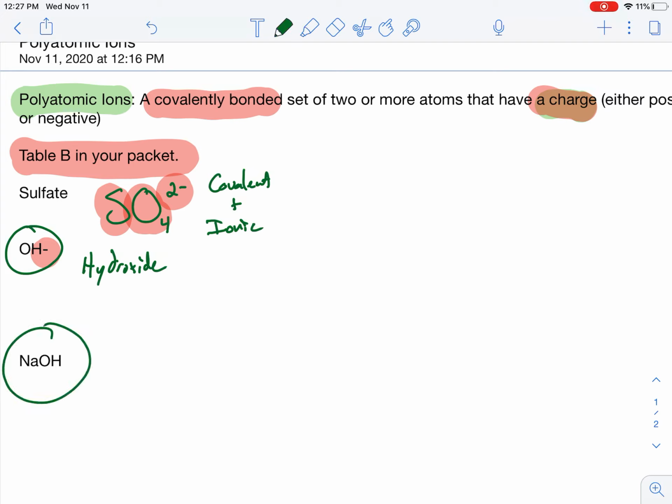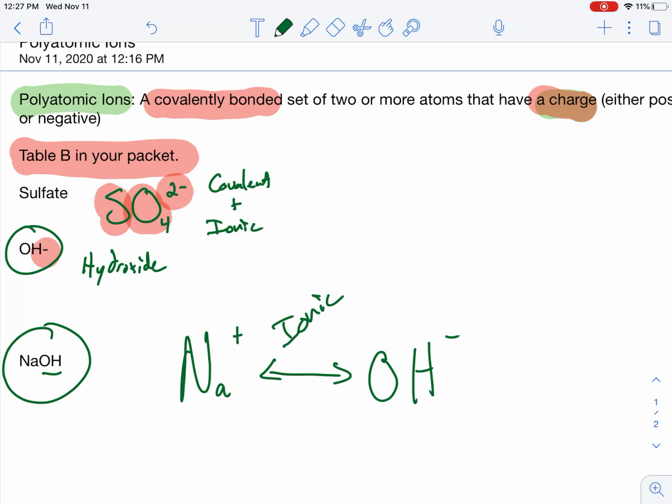For instance, this thing right here, I know it has a polyatomic ion because I know OH is a polyatomic ion. If I look at it a little bit deeper, I'll realize that sodium has lost an electron, and OH has gained that electron. So I have a positive-negative cation polyatomic ion situation, meaning that that bond is ionic, but I also have a covalent bond between my oxygen and my hydrogen. You'll see some of these in your homework packet for identifying bond types.